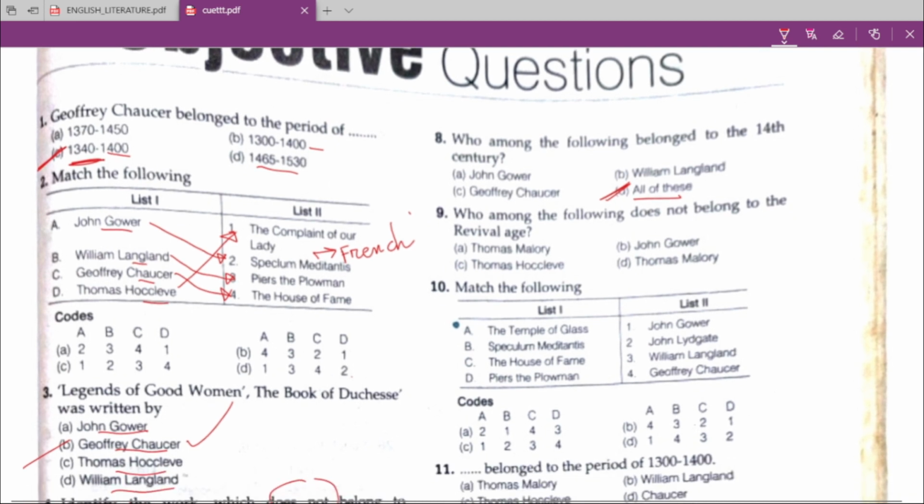Next question. Who among the following does not belong to the revival age? Thomas Malory, Thomas Hoccleve, John Gower, and Thomas Malory. Two options are given here. So it is John Gower. John Gower does not belong to the revival age.